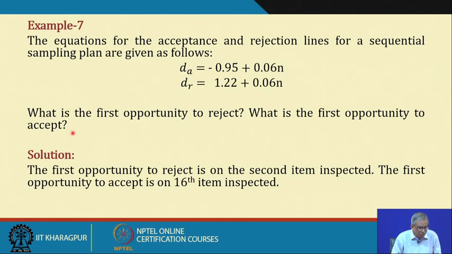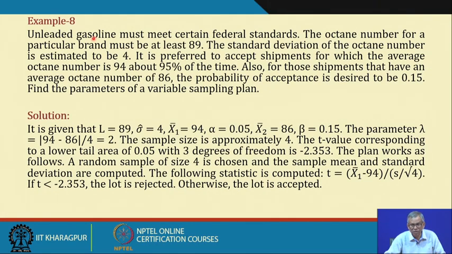And what is the solution? I am just giving the answer. The first opportunity to reject is on the second item inspected, and the first opportunity to accept is on the 16th item inspected. So, this is the solution, and then you move to example 8.